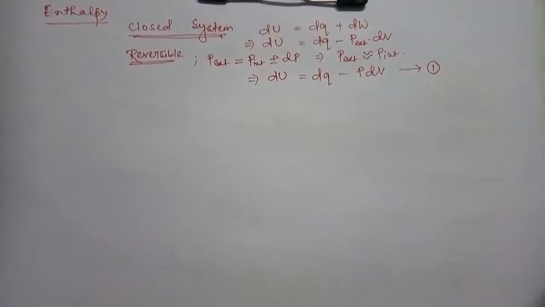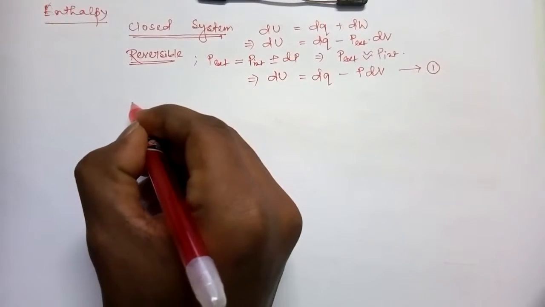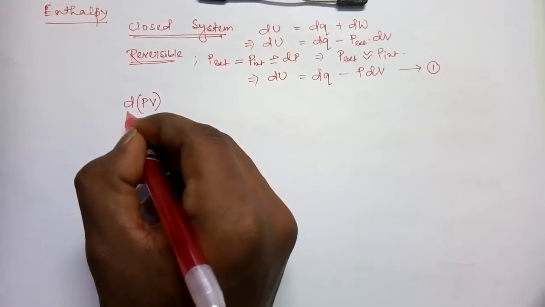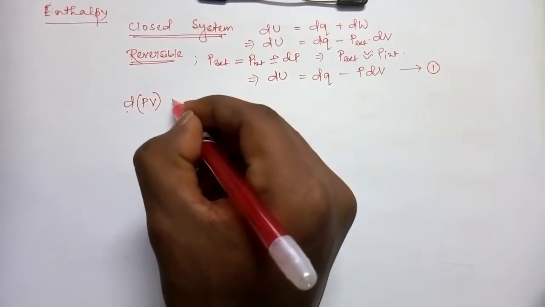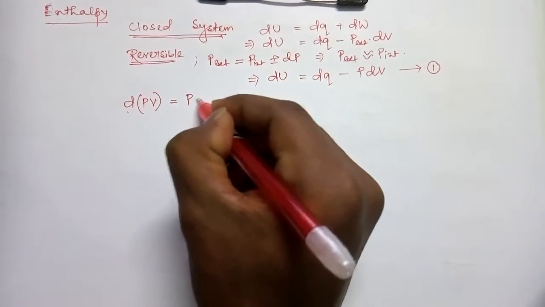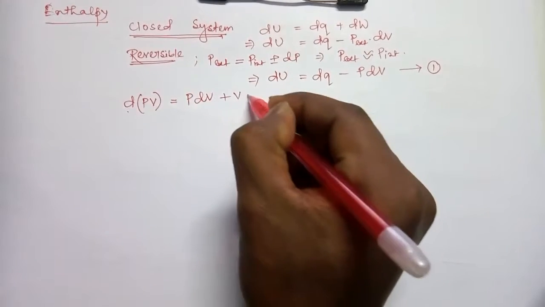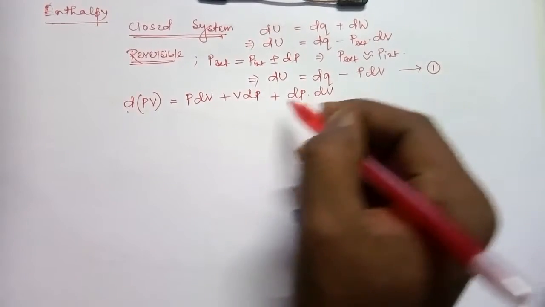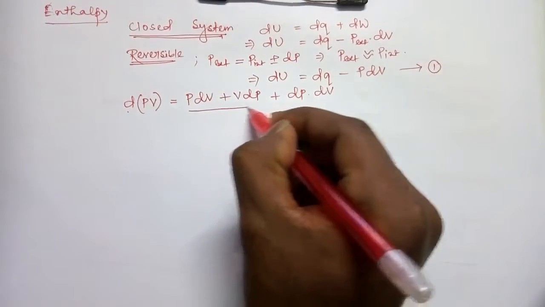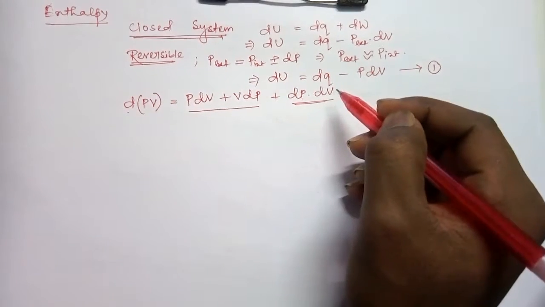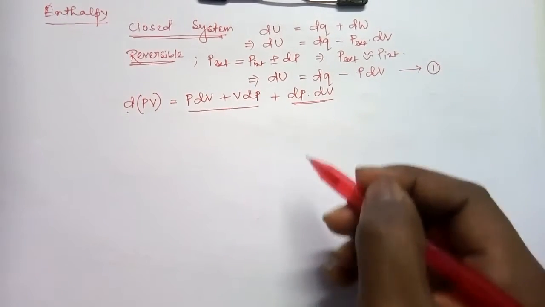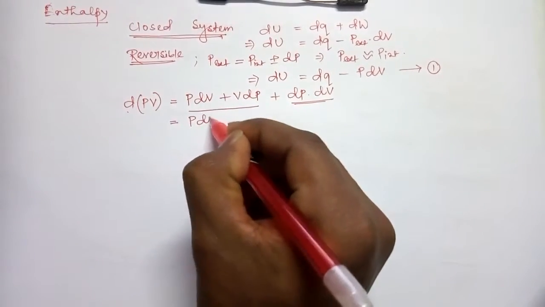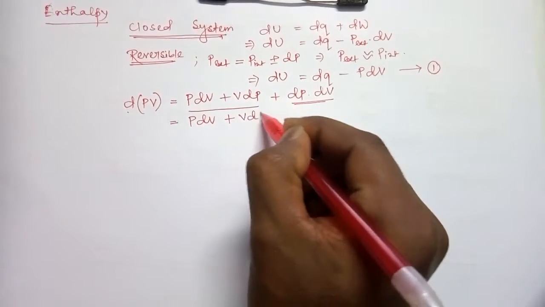Now if we consider the small change in the value of PV, we can write d of PV as PdV plus VdP plus dP into dV. And in most cases we write only these two terms because the last is a negligible term, as it is the product of two infinitesimal quantities. So we can write this as PdV plus VdP.